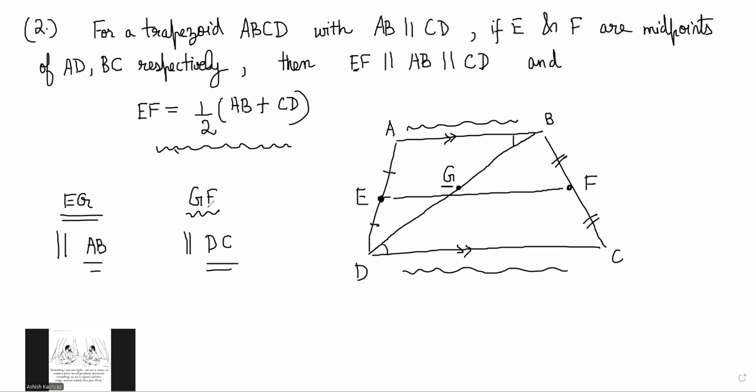I hope everyone is following. Yes. From there, you can prove that the other part also can be proved because you can say EG is equal to half AB and GF is equal to half DC. And EG plus GF is equal to EF. So that is an important idea. It is an application or extension of midpoint theorem, but now to trapeziums. Try this question.